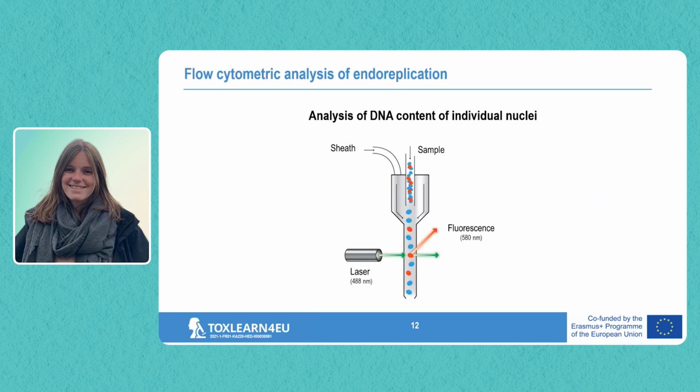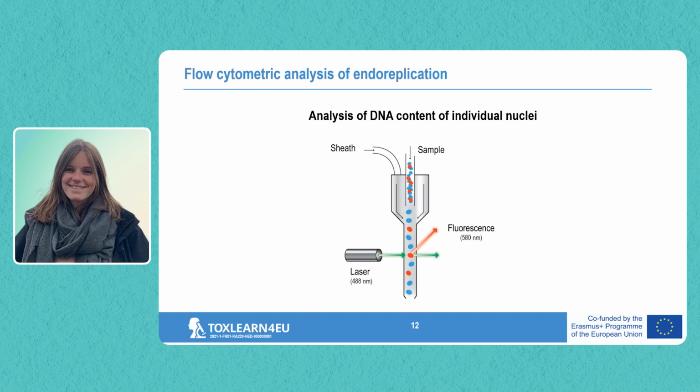So you will have the sheath fluid here, the sample is introduced into the sheath fluid, and then through this hydrodynamic focusing, you get really these individual particles, which will then be excited by a laser. Because we're using propidium iodide, we need to use a laser with an appropriate wavelength for excitation of PI, and this is a blue laser with a wavelength of 488 nanometers.